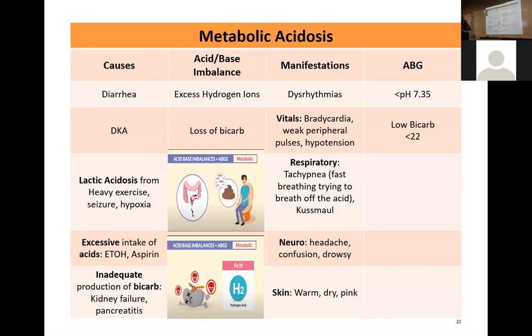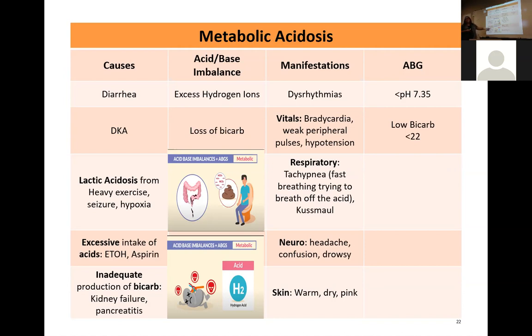This is just a summary chart. We got some of the pictures from our video from Mike RN. Causes of metabolic acidosis. We know that diarrhea, if you're losing it from your rear end, you're in acidosis. DKA, that is some of the nutrition issues related to diabetes, type 1 in this case. Lactic acidosis from heavy exercise. Seizure, hypoxia. Hypoxia means you're not getting enough oxygen. Excessive intake of acids like alcohol.